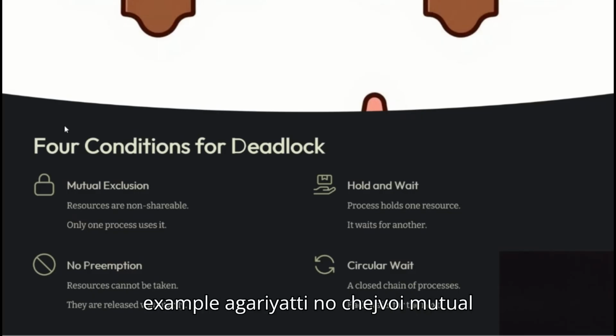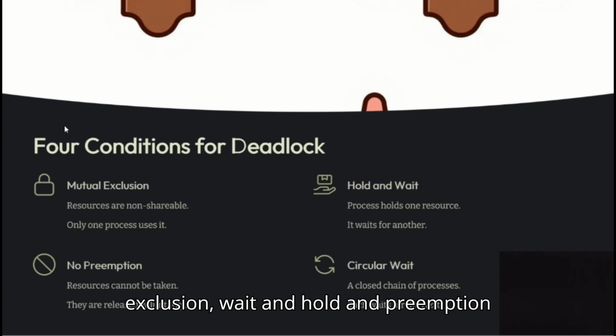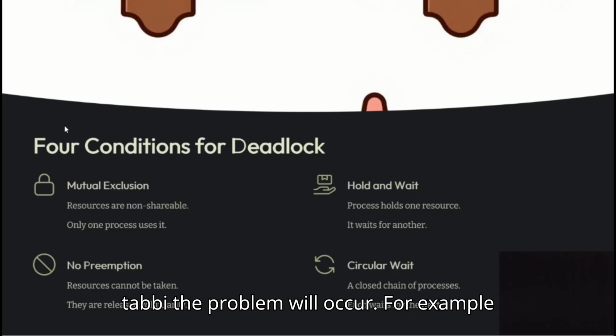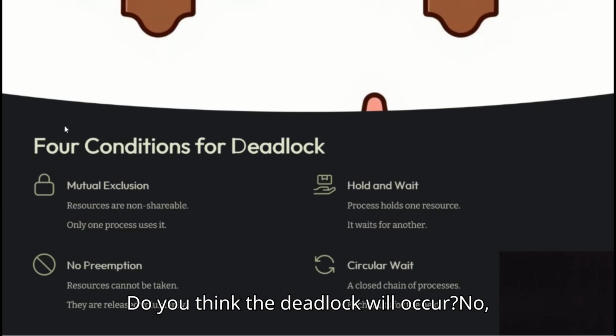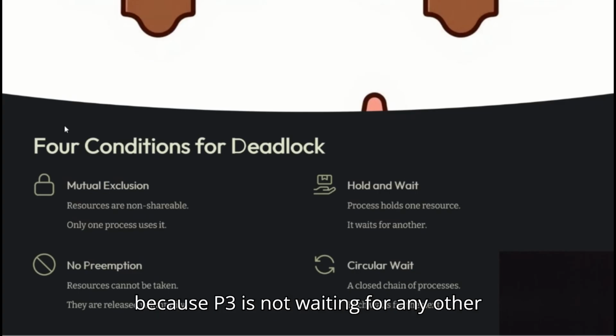Now, the fourth and the main thing. Even if these three things happen, mutual exclusion, hold and wait, and no preemption, the problem will still occur only under one more condition. For example, P1 needs a resource that is held by P2. Now P2 needs a resource that is with P3. Do you think deadlock will occur? No, because P3 is not waiting for any other resources.